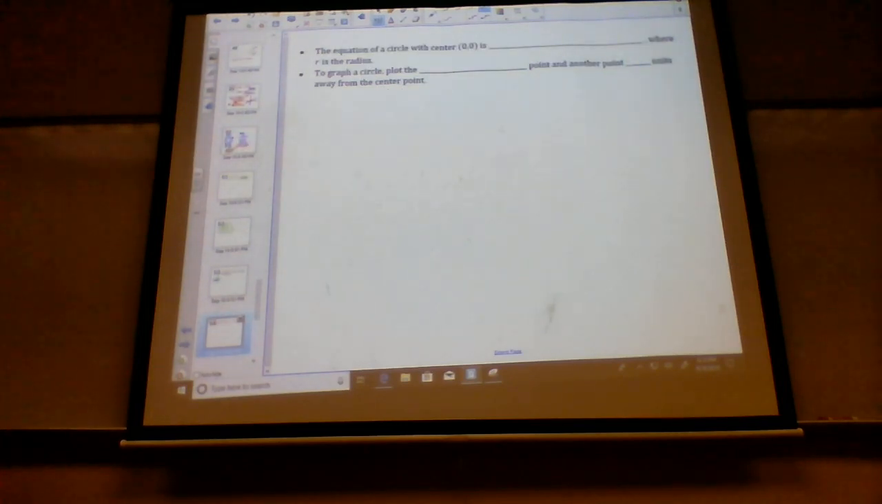This is very important. The equation of a circle with center 0, 0 is x squared plus y squared equals r squared. You have to know that formula for your test. You have to have it memorized. R is the radius. To graph the circle, you plot the center point, and another point r units away from the center point. So it's very important that you have this equation memorized. But this is also the process for how to graph a circle, so it's very important that you have that memorized as well.